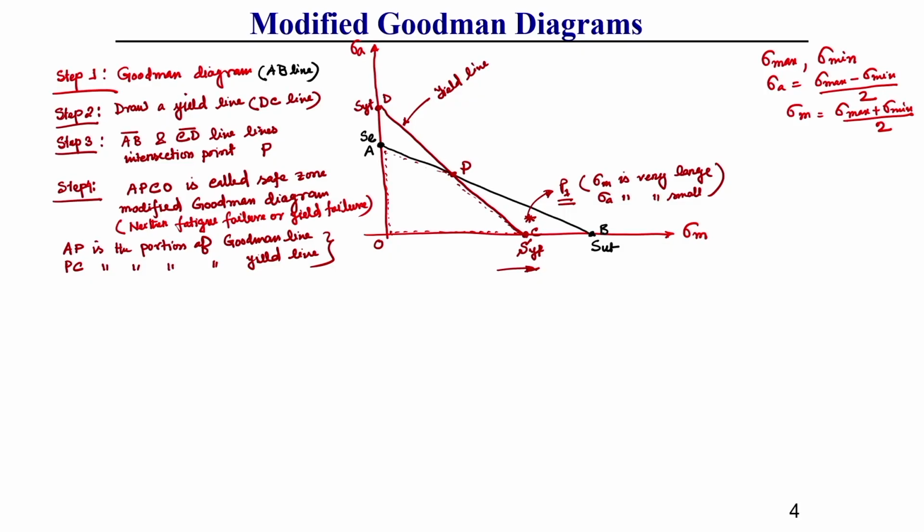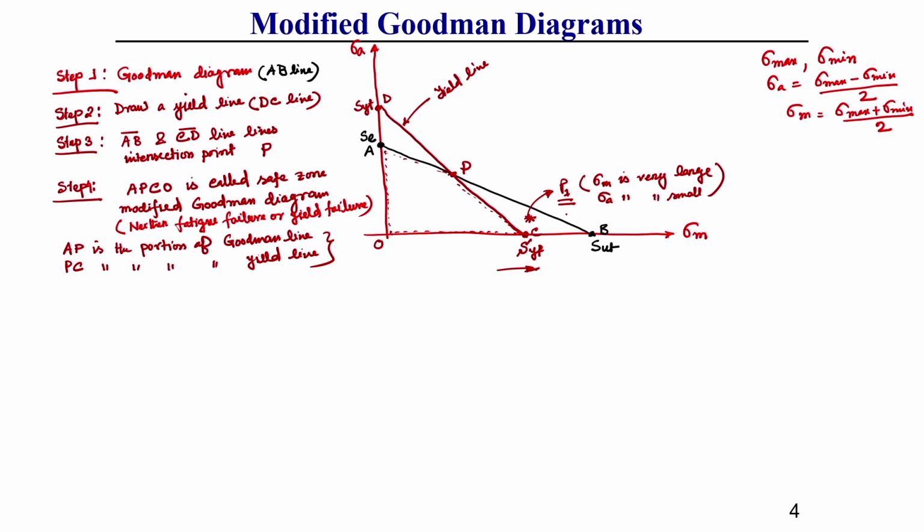What I am telling, understand? Though it is safe due to the Goodman line, as it fails by yielding, the fatigue related safety will not be considered, it has already failed. So, you should note it down. Once a point lies outside this modified Goodman diagram, this will result in failure irrespective of safety in fatigue failure.